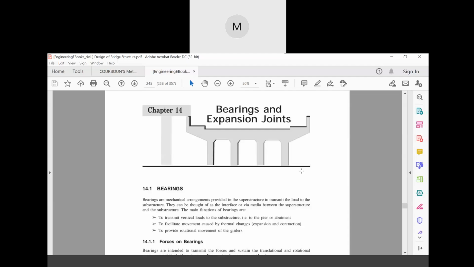Now we'll go to the next unit. That means this will be bearings and expansion joints for bridges.